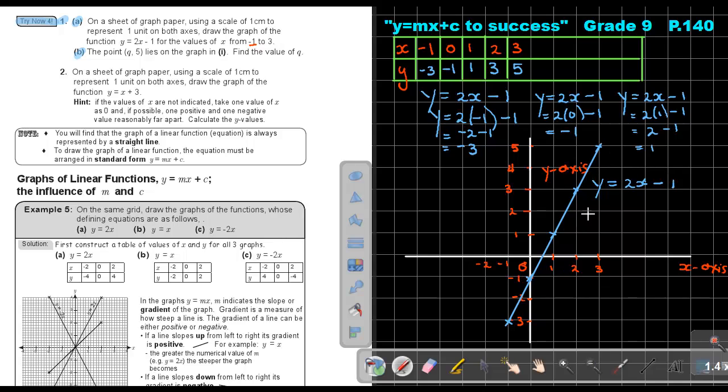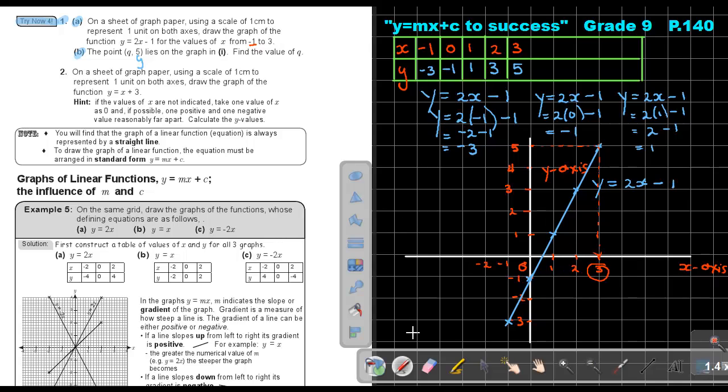And that's my solution. Okay, so the point Q, 5. But be careful: 5 is the y value. So you will go to your y-axis at 5. Okay, let me just show you here. So go there at 5. And then, as soon as it cuts the straight line, go down vertically to your x-axis, and what will be your value?